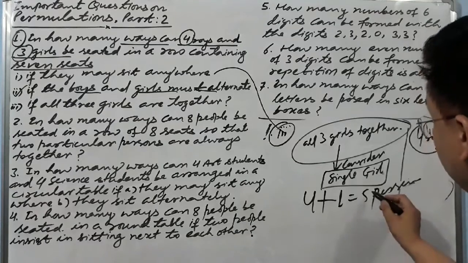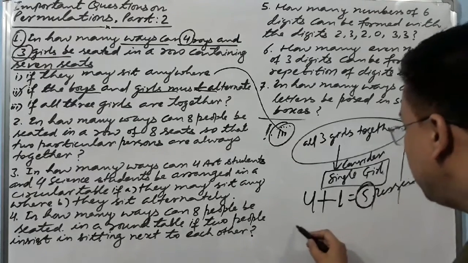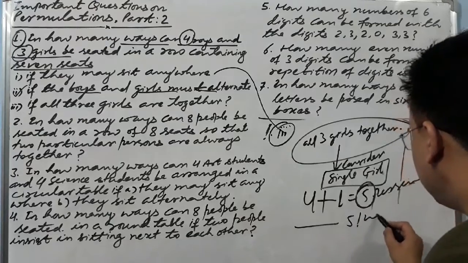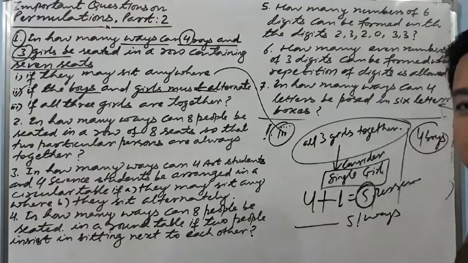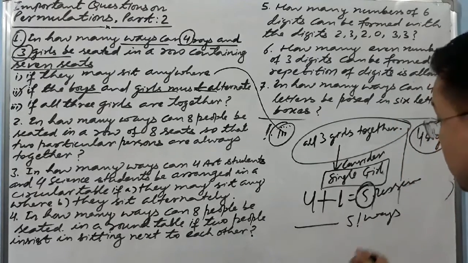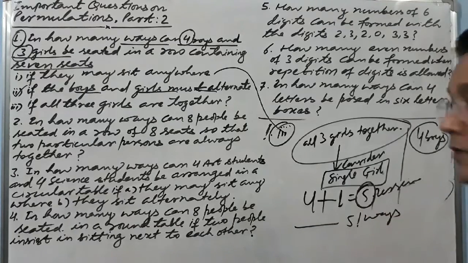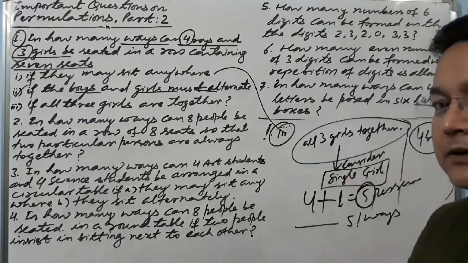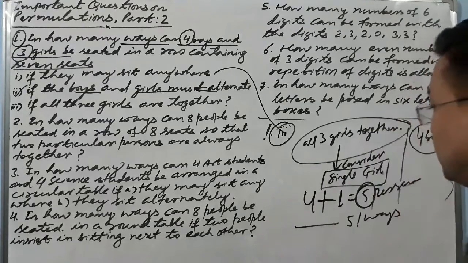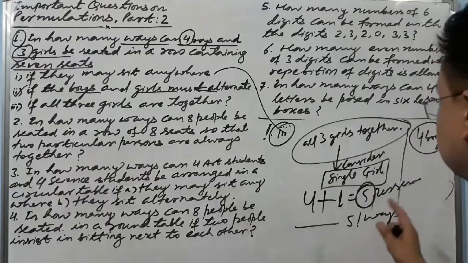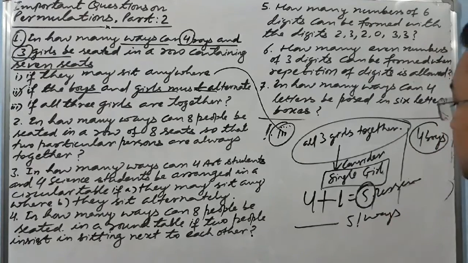Now we have to arrange these 5 persons. 5 persons can be arranged in 5 factorial ways. Four boys are there, and the 3 girls we have supposed as one girl, a single member. So 5 persons can be arranged in 5 factorial ways, no problem.